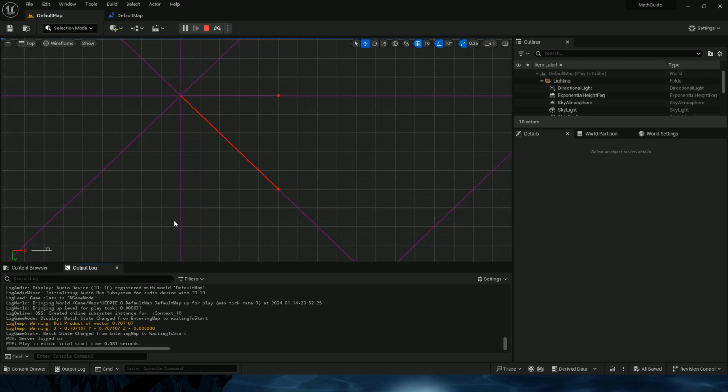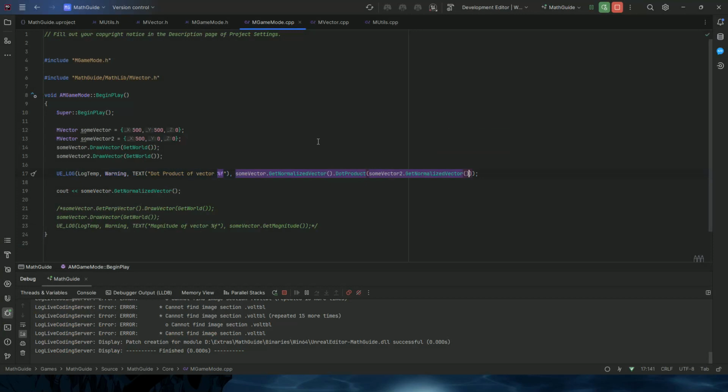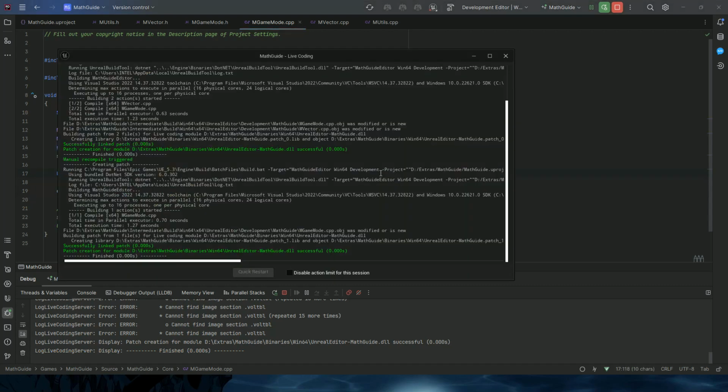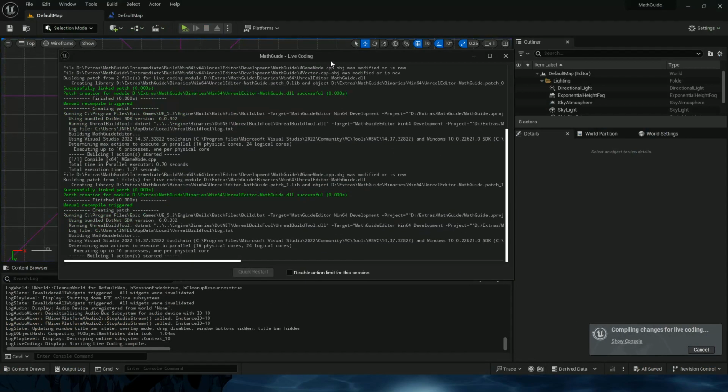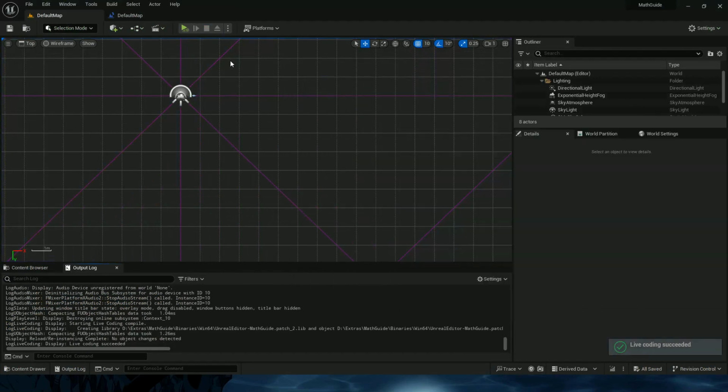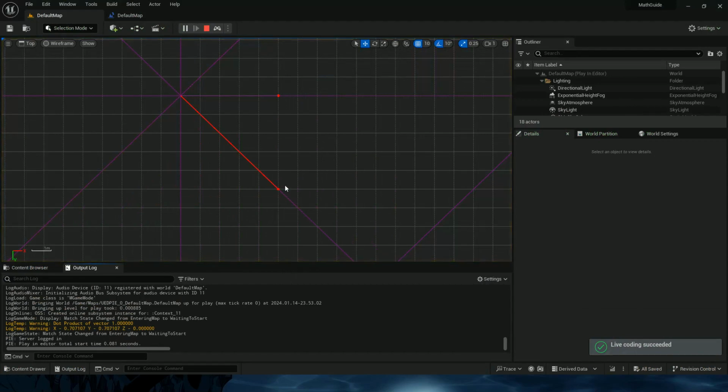Okay, this is perfect. So what if we are taking the same vector? If we are taking the same vector, the value should become 1 because we are using the same vector. So let me compile and let's play. Now you can see the dot product is 1.